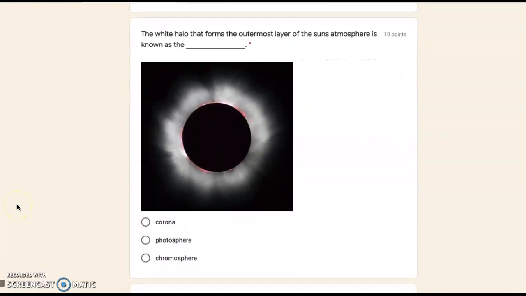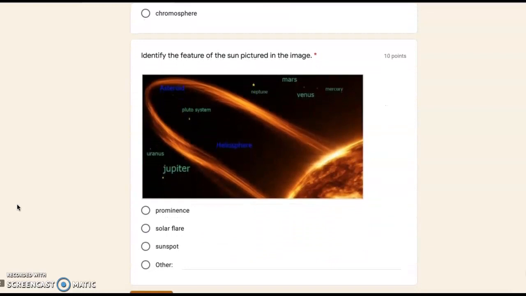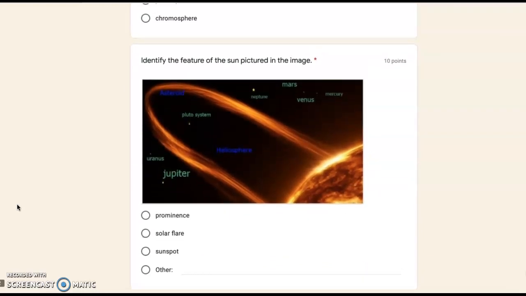Number 9. The white halo that forms the outermost layer of the sun's atmosphere is known as the corona, photosphere, or chromosphere. Number 10. Identify the feature of the sun pictured on the image. Prominence, solar flare, or sunspot.